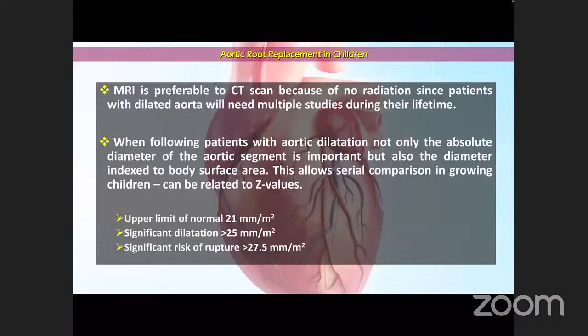In general, as the figures show, the upper limit of normal is about 21 millimeters per meter square body surface area. If there is a significant dilatation, we're looking at more than 25 millimeters per meter square. And when the size is more than 27.5 millimeters per meter square, there's a significant dilatation with significant risk of rupture.